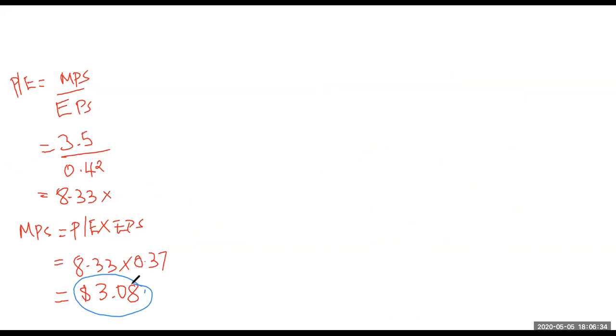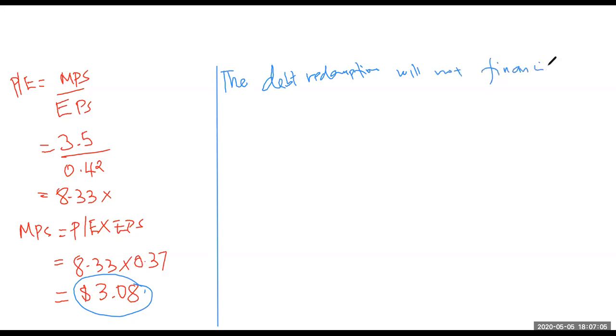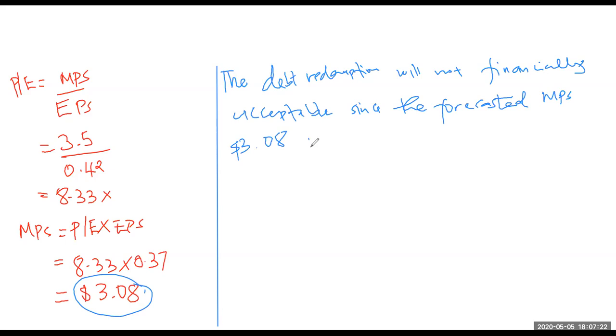You are meant to write down that advice on whether it's a good proposal or not. We can say the debt redemption will not be financially acceptable since the forecasted MPS of $3.08 is lower than the theoretical ex-rights share price of 3.38. So we can just stop here. It is not going to be financially acceptable.